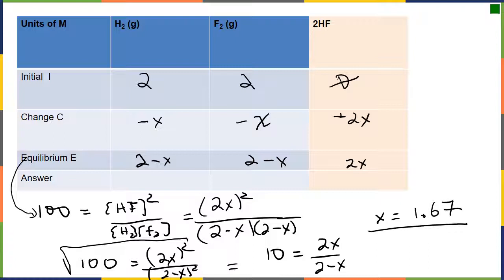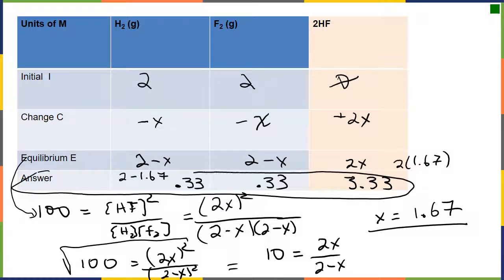And when we have this, we can plug this back in. It tells us that hydrogen is going to have a concentration of 2 minus 1.67. So we're going to have a value here of 0.33. Our fluorine is going to be the same, and that's going to be 0.33. And our equilibrium value of HF is going to be 2 times 1.67, and that's going to equal a value of 3.33. And these are our final answers and our final concentrations of hydrogen, fluorine, and HF.